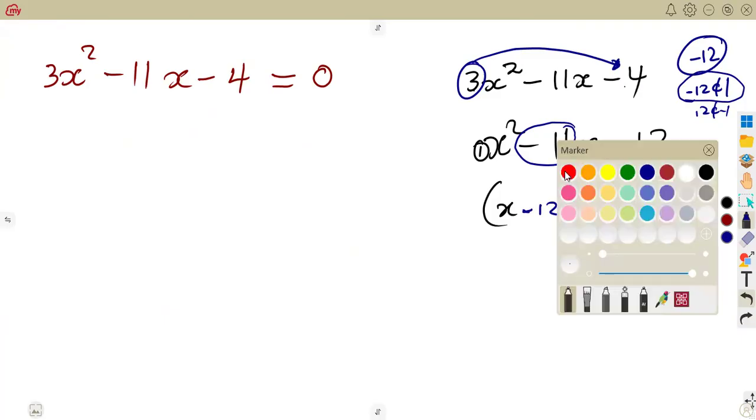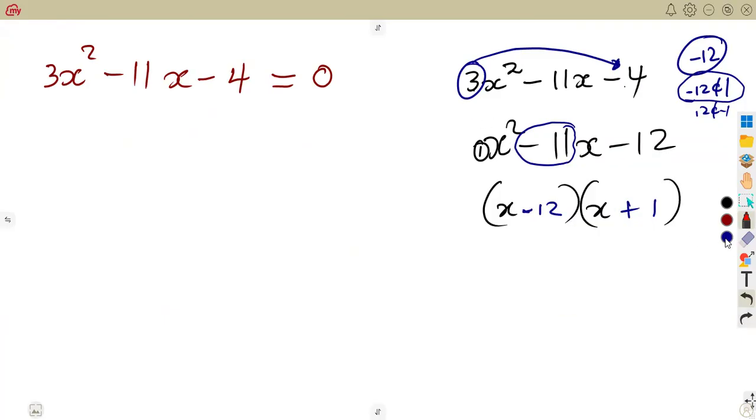Then what are we going to do? We bring back that number, the 3 that we removed before. We have to bring it back. Remember it's affecting x squared, so it must affect wherever there's x. Wherever there's x, I'm going to put 3. We factorize wherever it is possible.